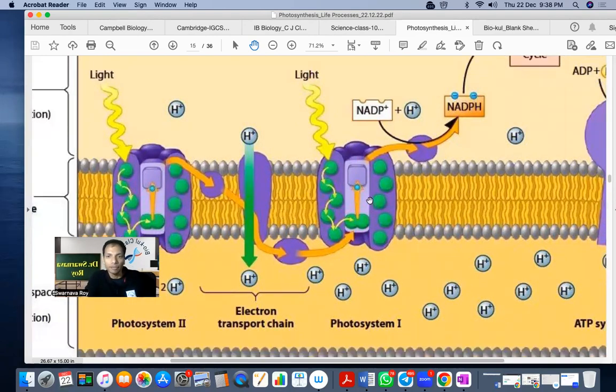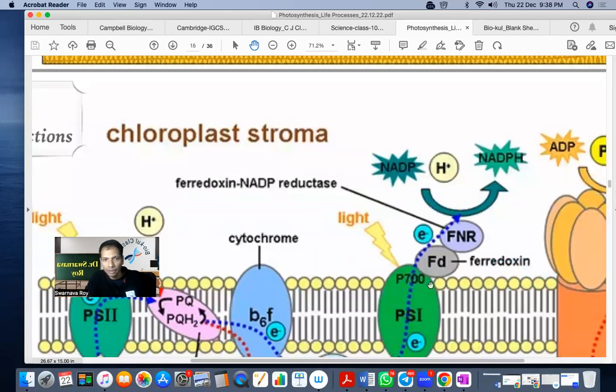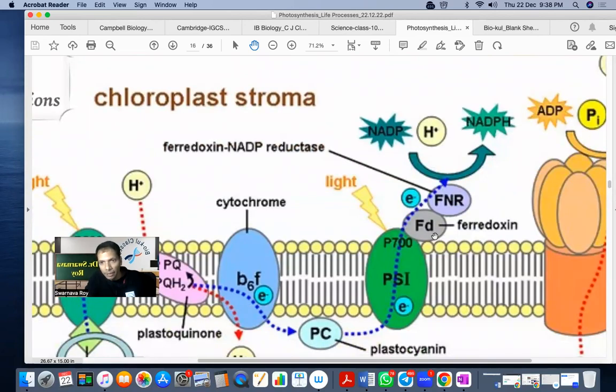So first, we have an electron carrier called ferredoxin, FD. Ferredoxin is transferring the electron to FNR, which is the ferredoxin NADP reductase. This is an enzyme. This FNR is reducing NADP, which is present abundant in the stroma, into NADPH. So this is a reduction because it's gaining hydrogen, right? NADP is converted into NADPH.